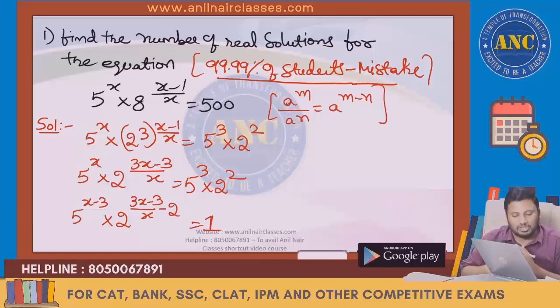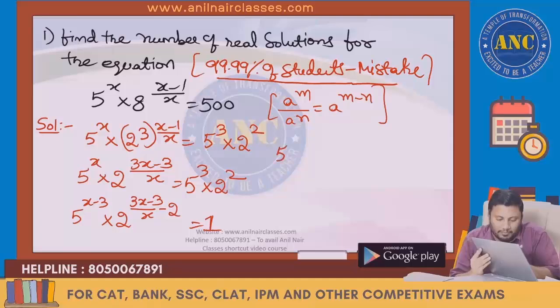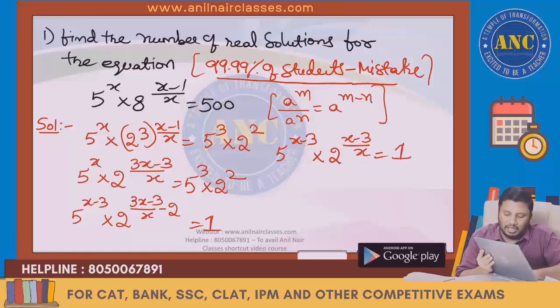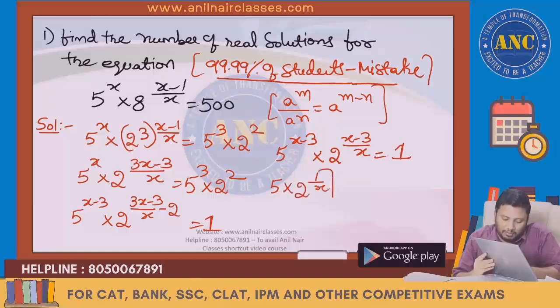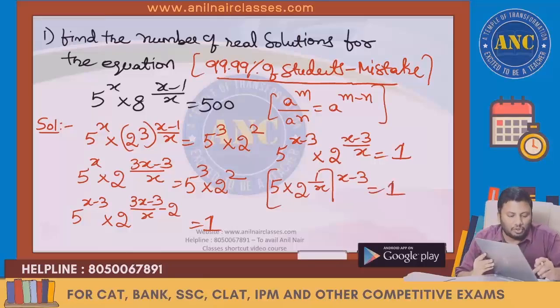5 power x by 5 power 3 is 5 power x minus 3. 2 power 3x minus 3 by x minus 2 equivalent to 1. So this is nothing but 5 power x minus 3 into 2 power 3x minus 2x minus 3 by x equivalent to 1. I hope it is clear. So this is nothing but 5 into 2 power 1 by x, the whole power x minus 3, equivalent to 1.